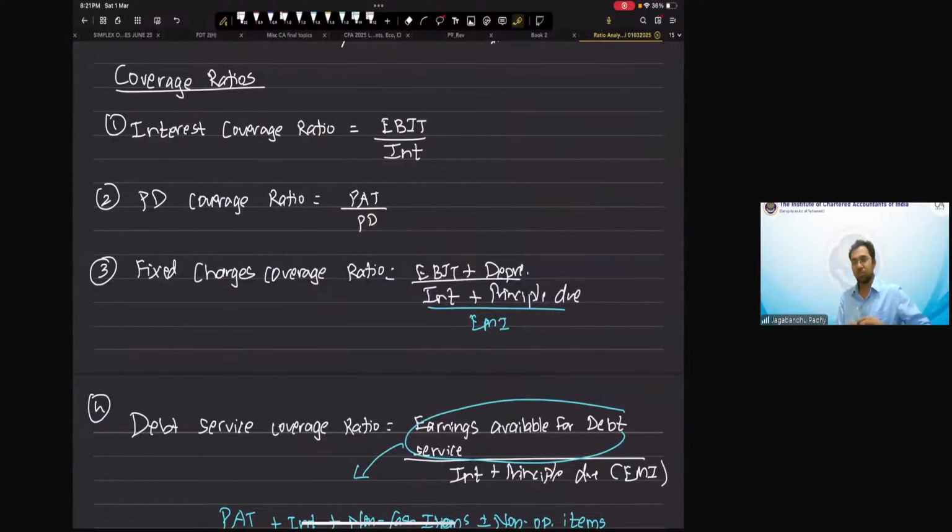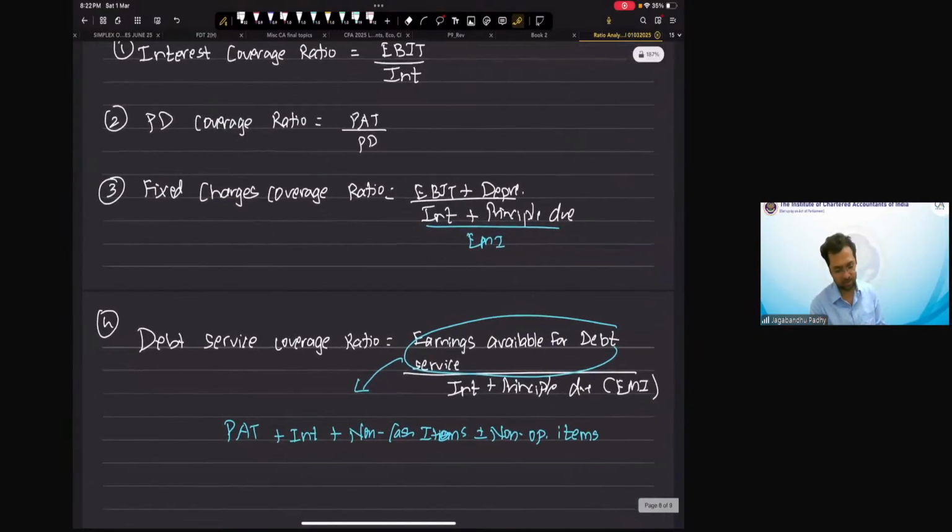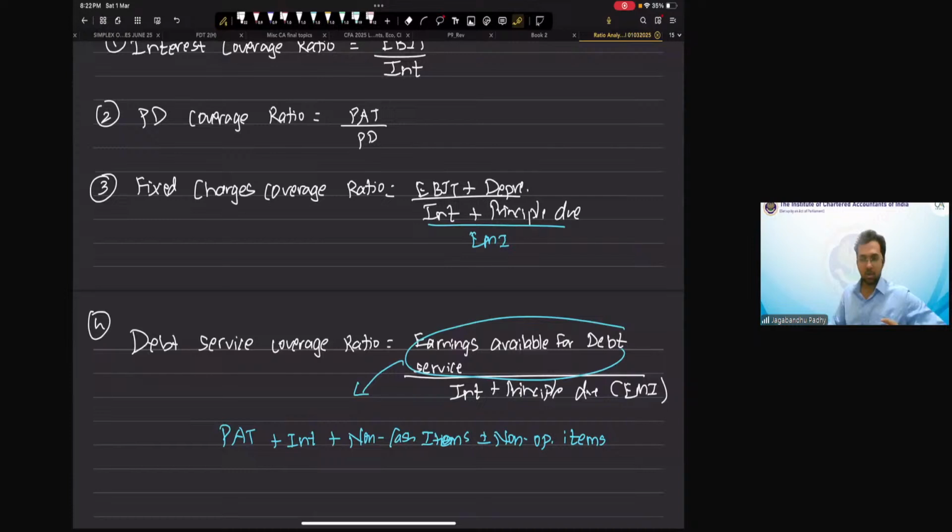Then the coverage ratios is what we have covered: interest coverage ratio, preference dividend coverage ratio, fixed charges coverage, and debt service coverage. For fixed charges, in the numerator we had EBIT plus interest, and in debt service we have PAT. We add back to that the interest and the depreciation and amortization, and also remove the non-operating items. So these are the set of ratios that we have done. We still have a good number of ratios to cover in the next session, and after that we'll go with the numericals on this. If we have any queries right now, we can definitely discuss them.